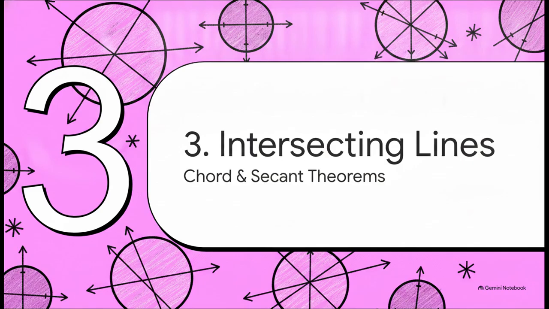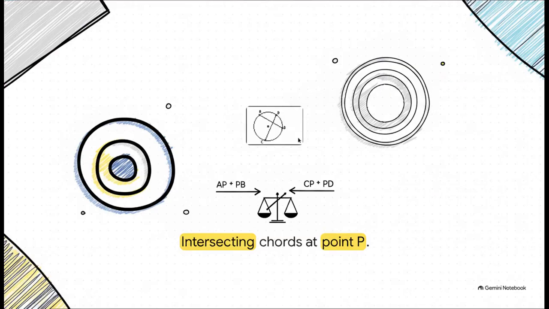Let's look at the Chords and Secants product theorems, which explore what happens when these lines actually intersect. Imagine you have two chords, which, remember, are line segments whose endpoints stay strictly on the circle, intersecting on the inside. Let's say chord AB and chord CD cross each other at a random point inside, which we'll call point P. When they cross, they slice each other into smaller segments.